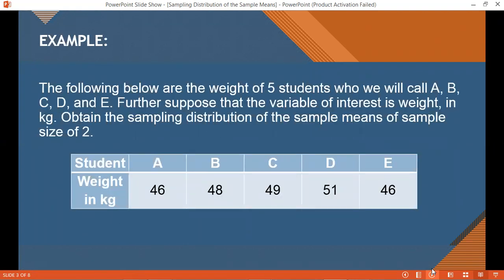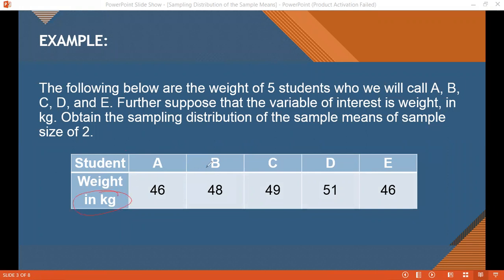Alright, let's use this example. The following below are the weight of 5 students we will call A, B, C, D, E. Suppose that the variable of interest is weight in kilograms, to obtain the sampling distribution of the sample means of the sample size of 2. Here we are given the weight of 5 students, A, B, C, D, and E. Now, we have their weight in kilograms.